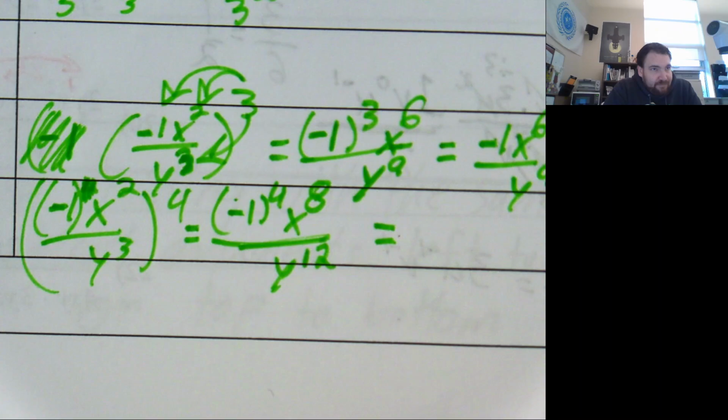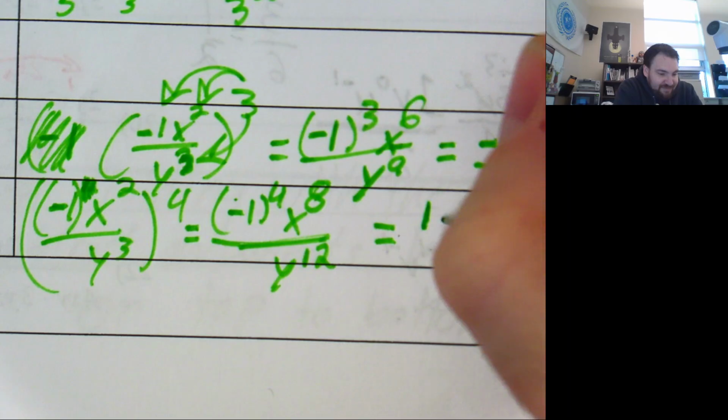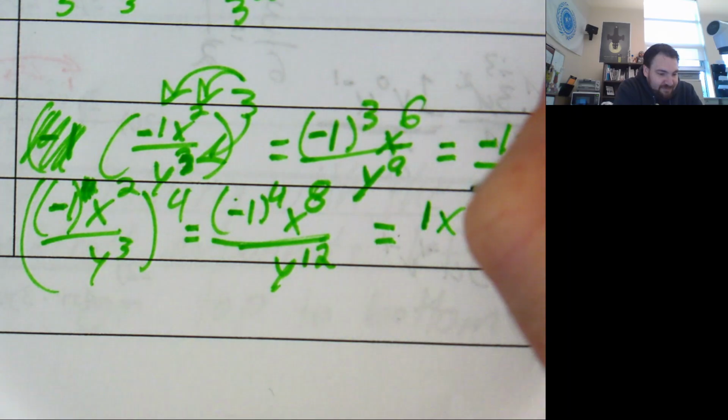-1 times -1 times -1, you get 1. And another -1, so 1, x. And everything else stays the same.